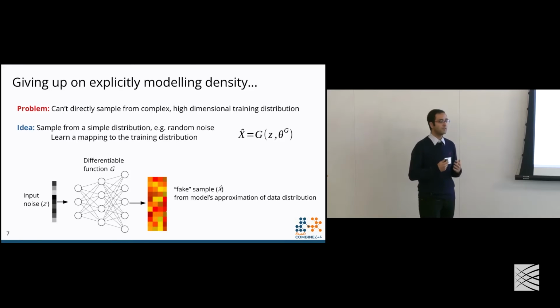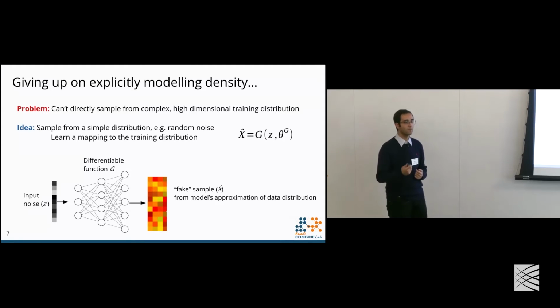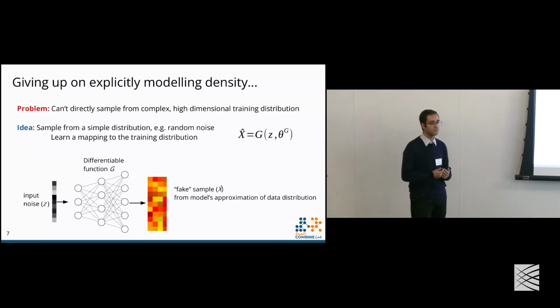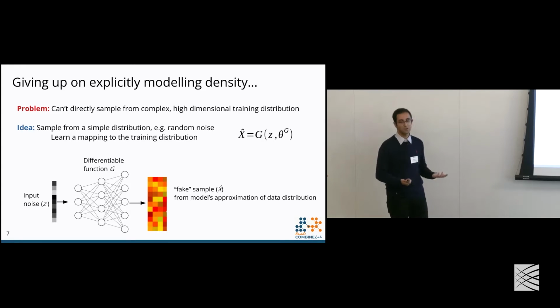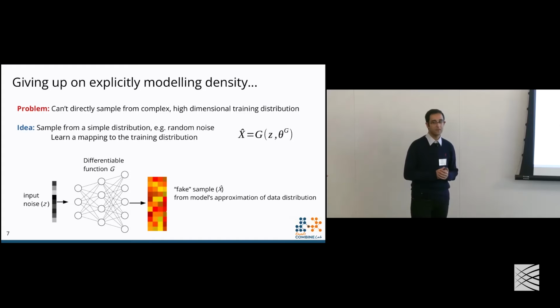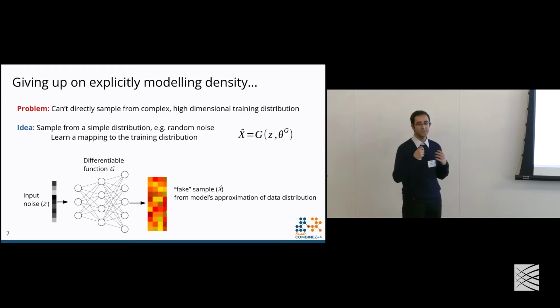So the main idea of GANs is to say, okay, what can we sample from? And as simple as it gets, the simplest distribution from which we can sample is a Gaussian distribution, or random noise. Then we try to learn some mapping, some transformation from that random noise to our target distribution. It can be images in the example we saw before, cells, etc.